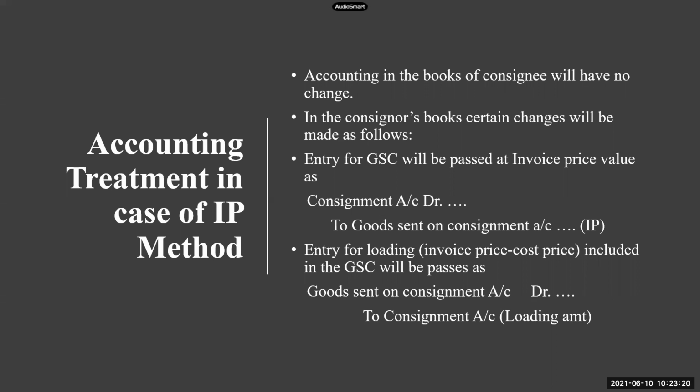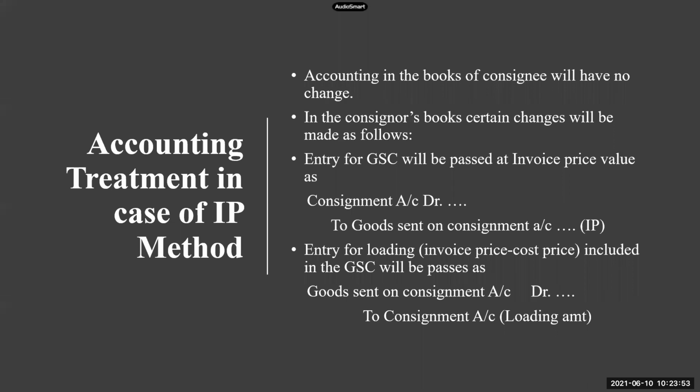Accounting in the books of consignee will have no change. As I told you, consignee's books, there is no change at all. In the consignor's books, certain changes will be made as follows. First change, entry for goods sent on consignment will be passed at invoice price. As I told you, you will write the same entry but at invoice price. Entry for loading, invoice price minus cost price. Loading amount means invoice price minus cost price, included in the goods sent on consignment, will be passed as follows.